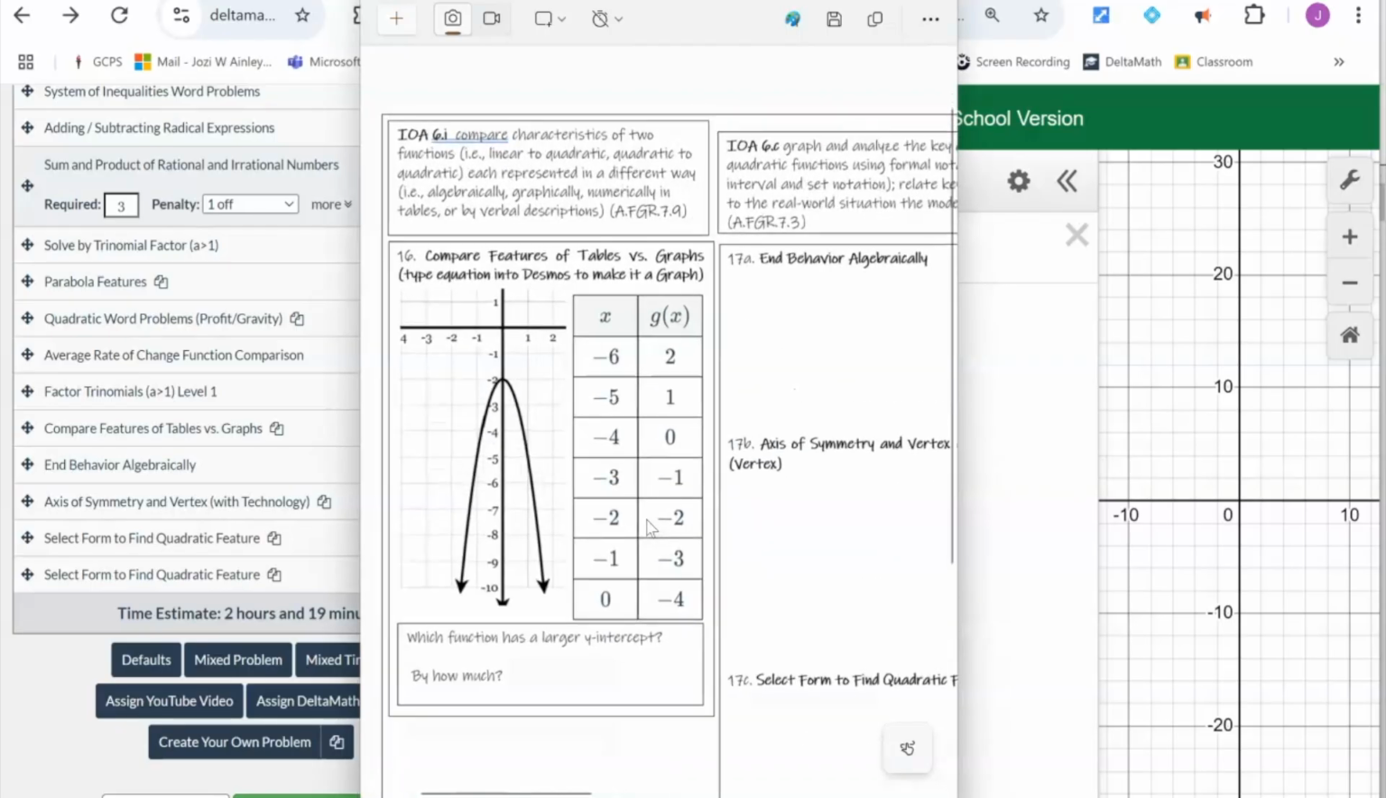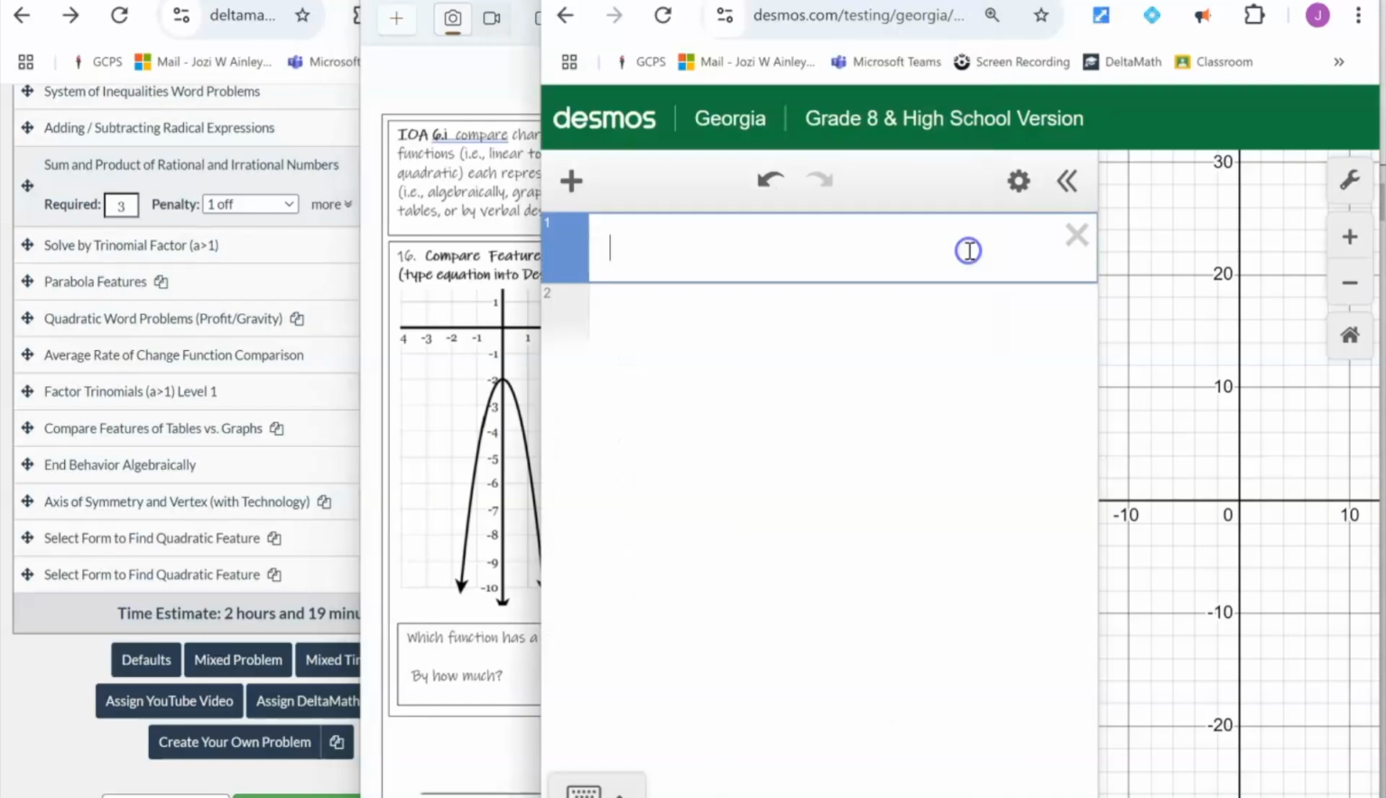Right, so we're going to take a look at how to compare characteristics of 2 functions. You can be doing linear and quadratic, quadratic to quadratic. It can give you any kind of thing, each represented in a different way: algebraically, graphically, numerically, tables, or even by verbal description. So you just have to know how to compare whatever it is. So let's look at this. This is a graph. This is obviously quadratic. How do I tell if this is quadratic or linear? Well, are you adding the same thing? Is it a consistent rate of change on both sides? Yes, it is. So I know this is linear. But again, you don't have to know that, right?